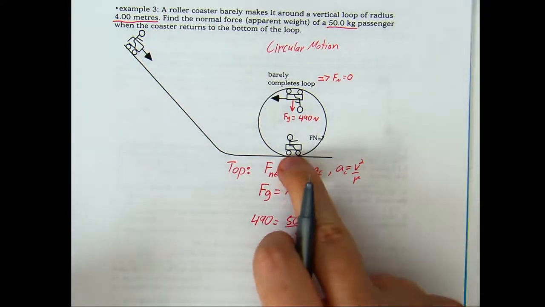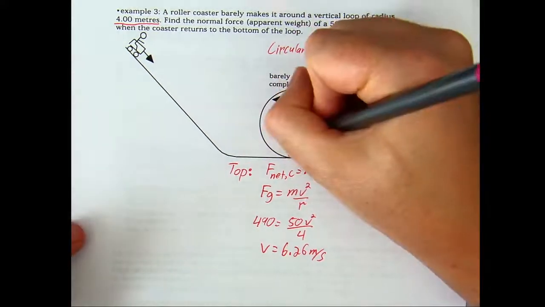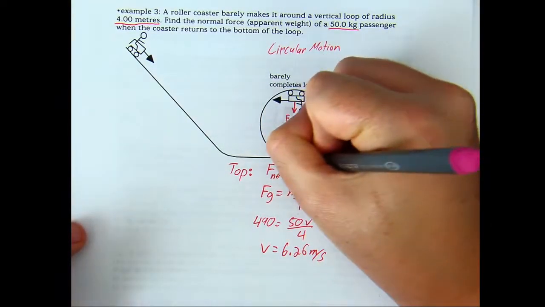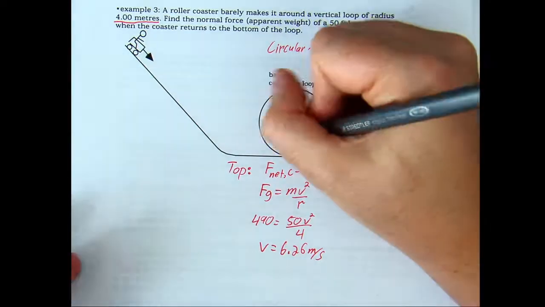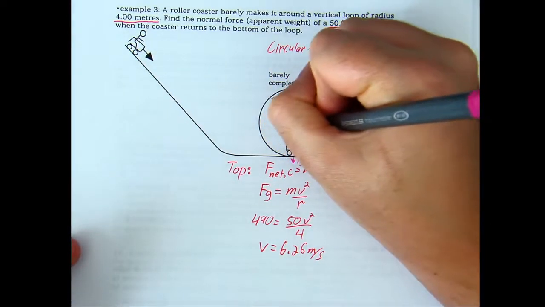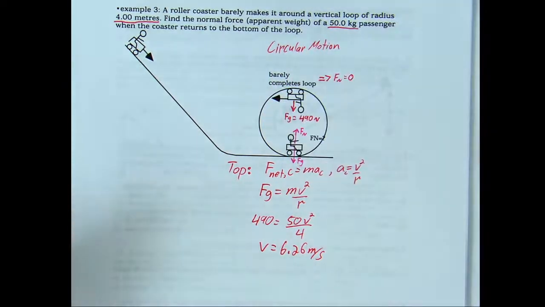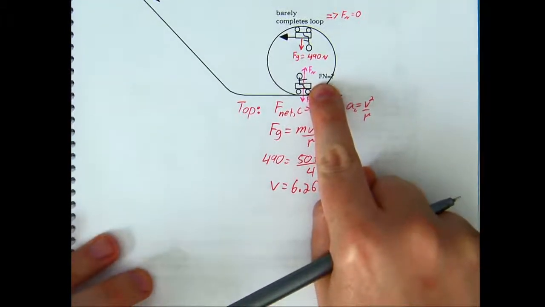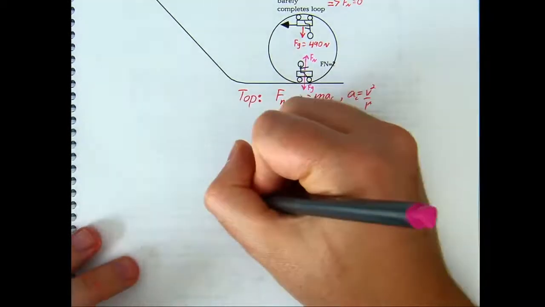Let's jump to the bottom of the loop and see what's going on here. This guy's at the bottom of the loop, so Fg is still acting downwards, but it isn't causing the circular motion. It's the Fn upwards that is. And that's what we're looking for. So I'm going to go down here, and we're going to look at the bottom of the loop.